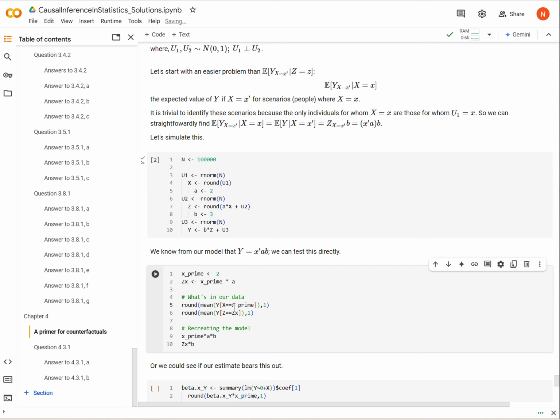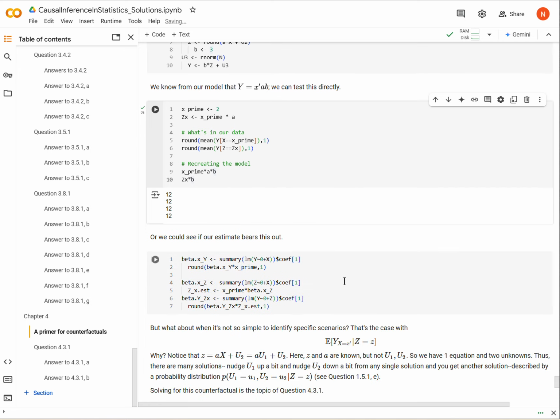And now when x equals x prime, well then z equals zx, so we could also check what is y when z equals zx, and those two values should be the same. Or we can just recreate the DAG, right? X prime times a times b, or that is also equal to zx times b. And so they should all come up with the same value, and they do.